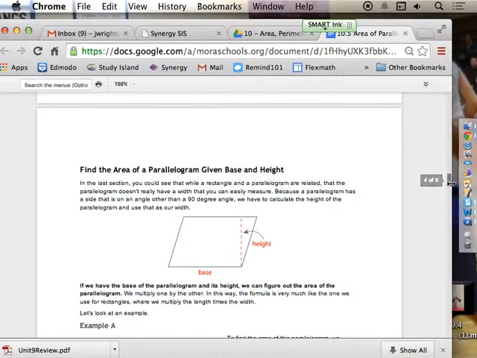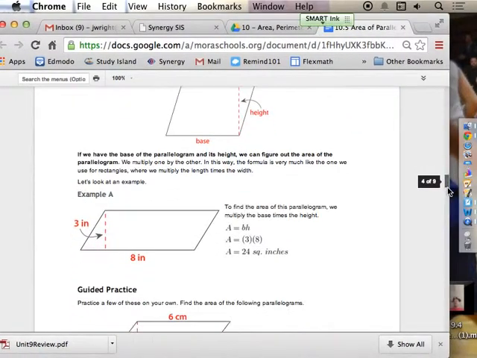Off a 90-degree angle, we want to find the area. If they tell us that the height is 3 and the base is 8, even if I have these sides of 4, I don't worry about those sides of 4. I'm only worried about the base and the height, just this and this. Base times height, 3 times 8, 24 inches squared, or 24 square inches. Either way.